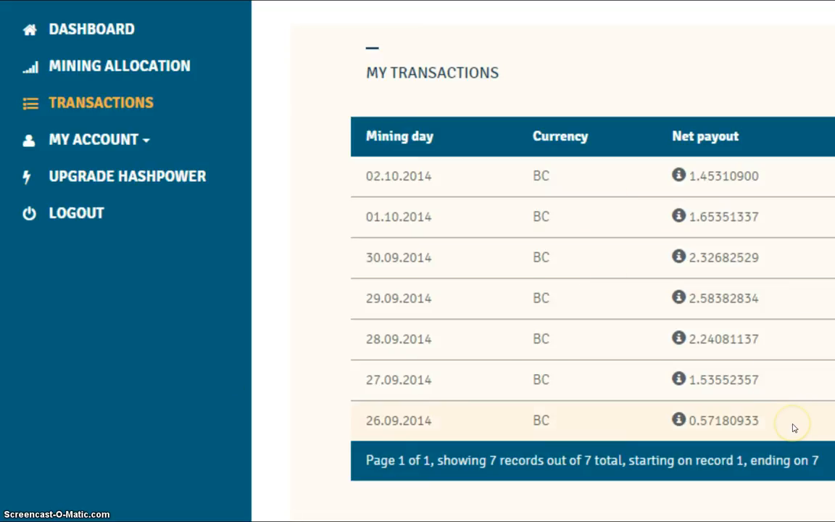So my first payout, on the 26th of September, for that mining day, was 0.57 Blackcoins. The following day it was 1.53 Blackcoins. The day after that, 2.24 Blackcoins, and then it was 2.58, 2.32, 1.65, and 1.45 Blackcoins. Now, what I'll also do is bring up my Blackcoin wallet so you can see that those coins did actually get to my wallet and everything was okay.